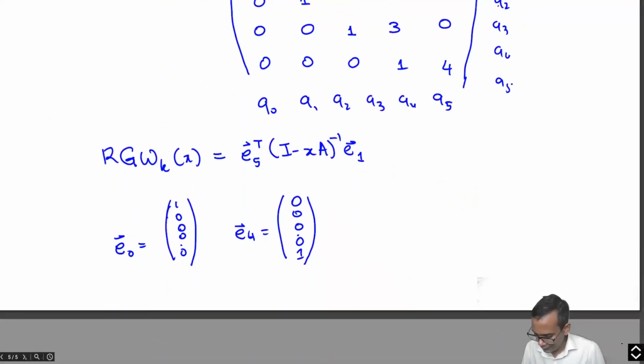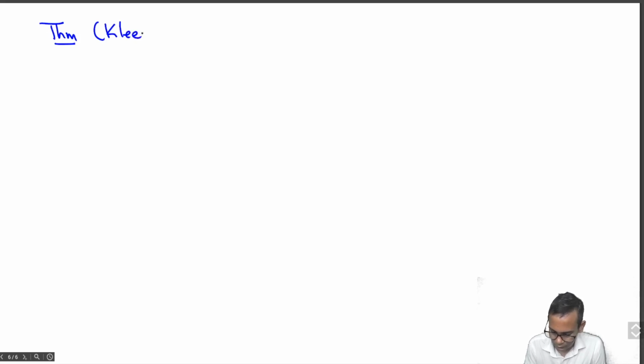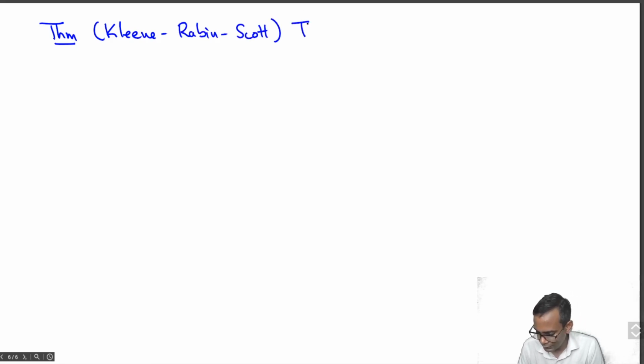Now let me just end this lecture by saying something about the equivalence of A-regular languages and S-regular languages. In fact, there's a general theorem. It's called the Kleene-Rabin-Scott Theorem. The following classes of languages are equivalent, or the same.